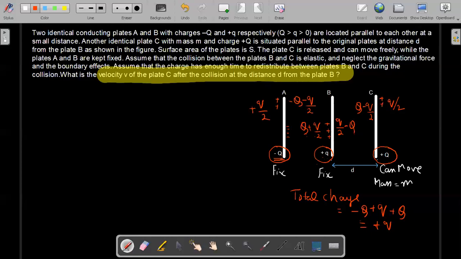Now, remember, when plate B and plate C collide with each other, at the time of collision the situation will be like this. Plate A is fixed, plate B and plate C are in touch, with plate C colliding with plate B. So this is the situation during collision.